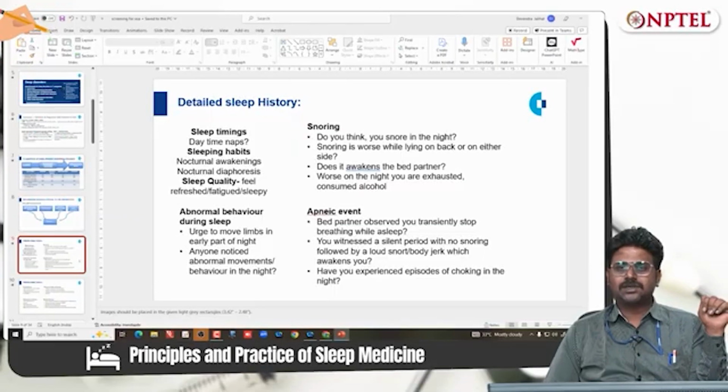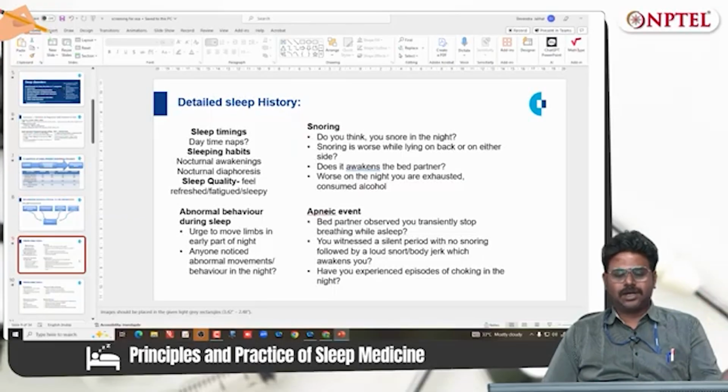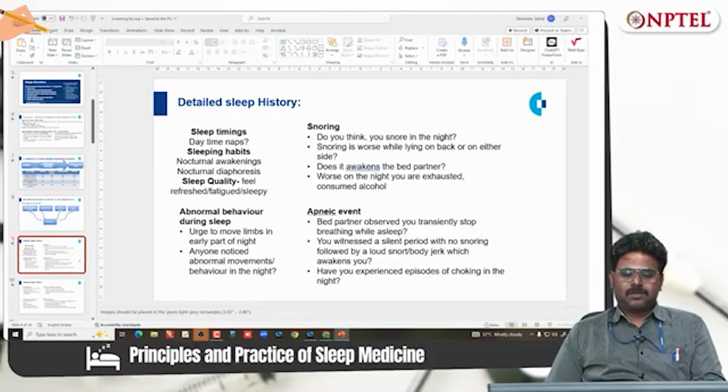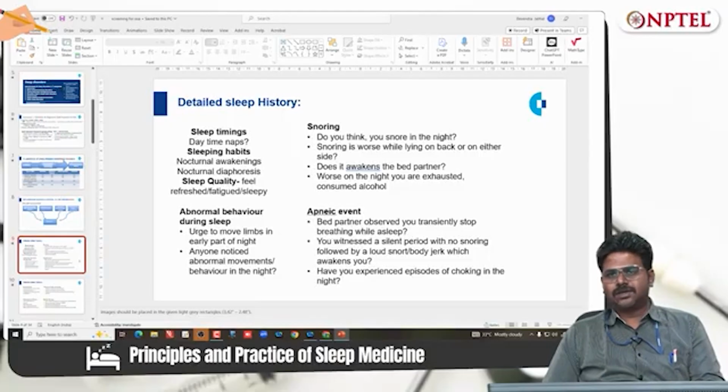A detailed sleep history includes sleep timing, sleeping habits, sleep quality, snoring history, abnormal behavior during sleep, and apneic events. Sleep timings: whether daytime naps are there or not. Sleeping habits: nocturnal awakenings and nocturnal diaphoresis. Sleep quality: whether the patient feels refreshed, fatigued, or sleepy. And the history of snoring: do you think you snore in the night? Is snoring worse while lying on the back or on either side? Does it awaken the bed partner? And whether on nights you are exhausted or have consumed alcohol.